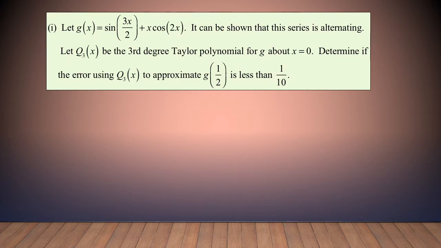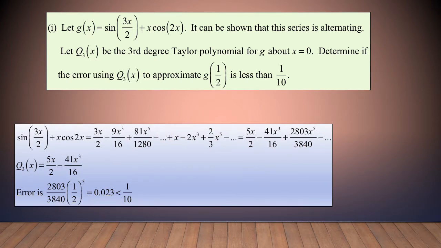I reads, let g of x equal sine of 3x over 2 plus x cosine of 2x. It can be shown that this series is alternating. Let q3 of x be the third degree Taylor polynomial for g about x equals 0. Determine if the error using q3 of x to approximate g of 1/2 is less than 1/10.